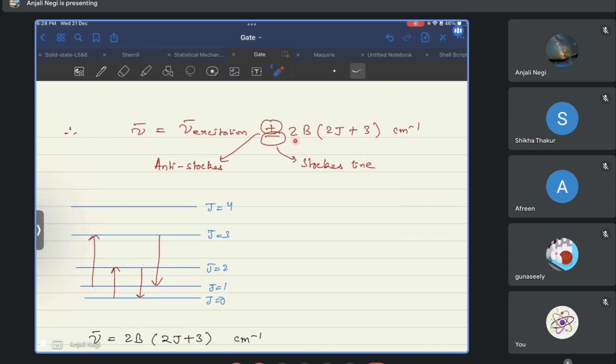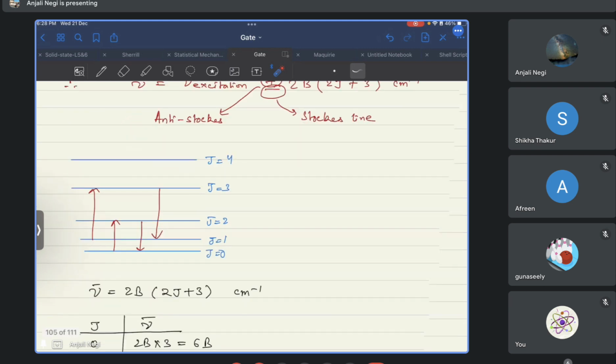So we solved it and we got 2B(2J + 3). Okay, so this will be plus minus. In the case of plus we get the anti-Stokes line, and in the case of minus we get the Stokes line.